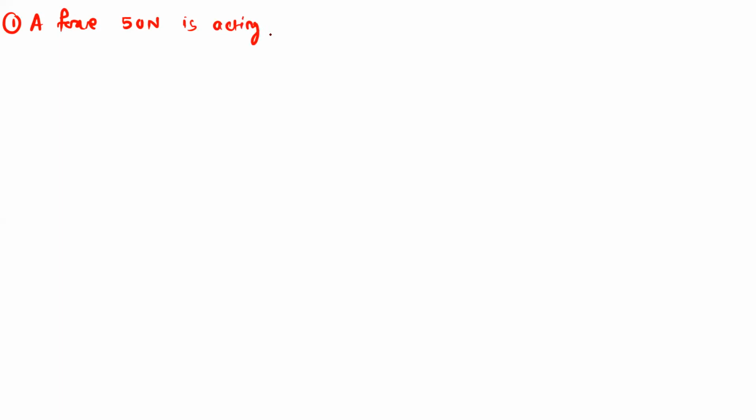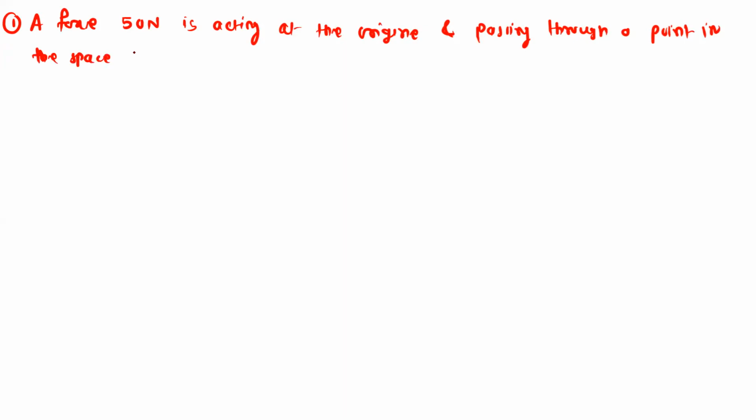So we have a force of 50 Newton acting at the origin, and it is passing through a point in space which is A (2, 1, 3). So the question is: represent the given force in the vector form.